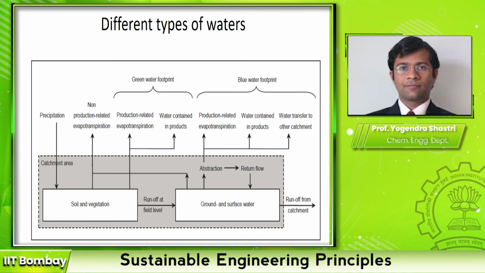So this is on the same figure. This picture shows the green and blue water footprint. Just to show here, the green water footprint is the production related evapotranspiration and water content in product that is coming out from the soil and vegetation compartment, while blue water footprint includes the other things that I have already explained.